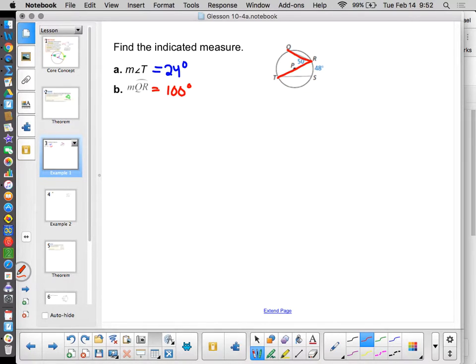So with a double-half relationship, you just have to remember the arc is the bigger one and the angle is smaller, because again, the angle got smaller. The arc and the angle were the same when the vertex was at the center of the circle.